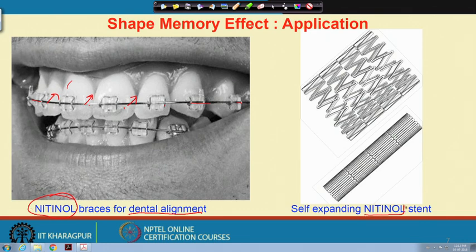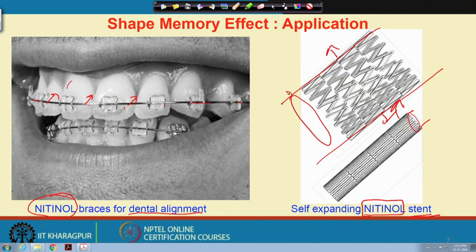Similarly, in heart operations, where we need the application of a stent, the stent is inserted into the vein with a thinner diameter, and when it comes in contact with the blood, it automatically expands and provides a larger channel in a region where the veins are choked. So, this is also another application area where we can apply the shape memory effect for real life application.